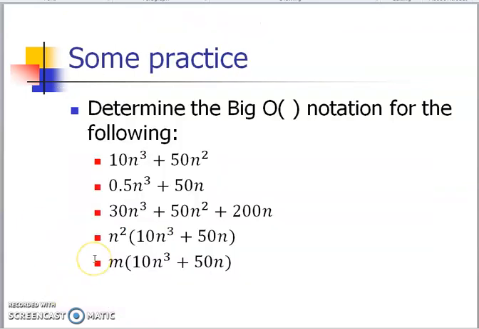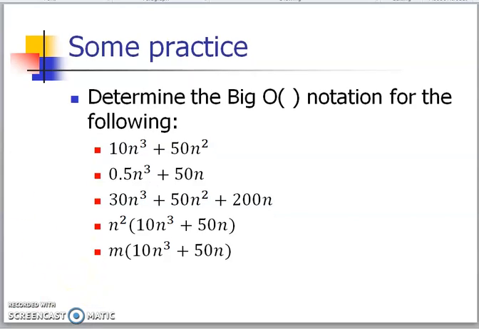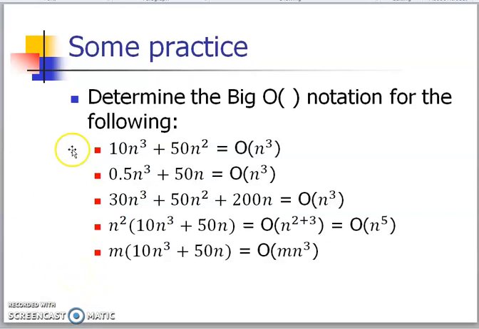So, as the summary of this topic, I want you guys to have some practice. There are 5 examples of operations. I want you to hit pause and then try to find out what the BigO notation of each operation is. So please do that. Assume you come back with all the answers.